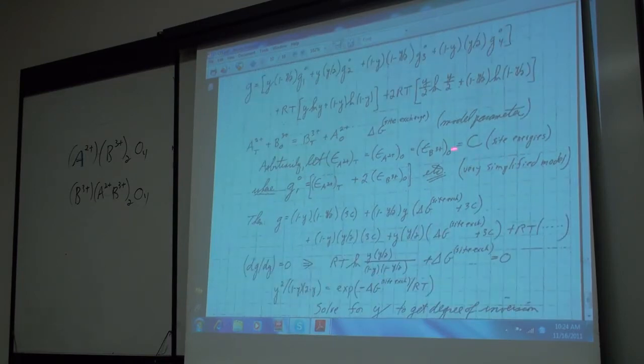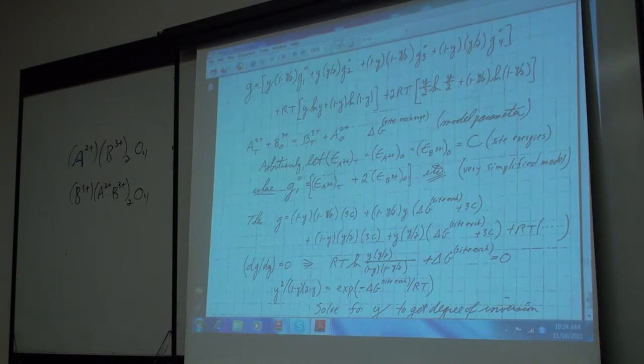Then, if you put all this together, you make this substitution for your various G naughts. Each of your G naughts can be expressed as the sum of a couple of these epsilons. There are actually 4 epsilons: epsilon of A2 plus on the tetrahedral, epsilon of B3 plus on the tetrahedral, and so on.